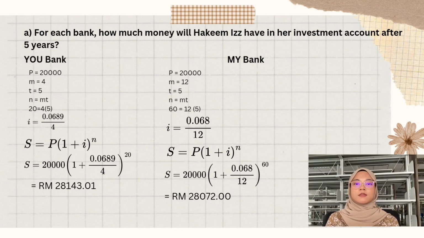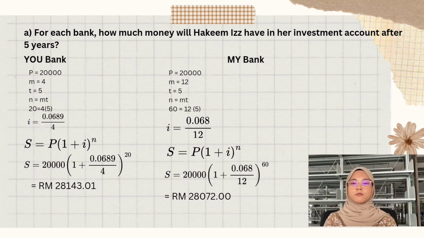Next, for My Bank, P equals RM 20,000, m equals 12, t equals 5, N equals 60, which is 12 times 5. The interest rate given by My Bank is 0.068 compounded monthly. To find the total investment for My Bank, we use the same formula, S equals P(1 + i)^N. S equals 20,000(1 + 0.068/12)^60. So the final answer is RM 28,072.